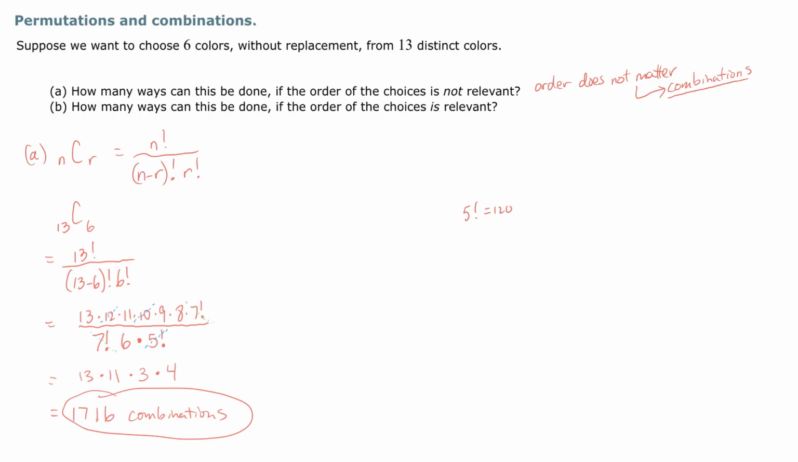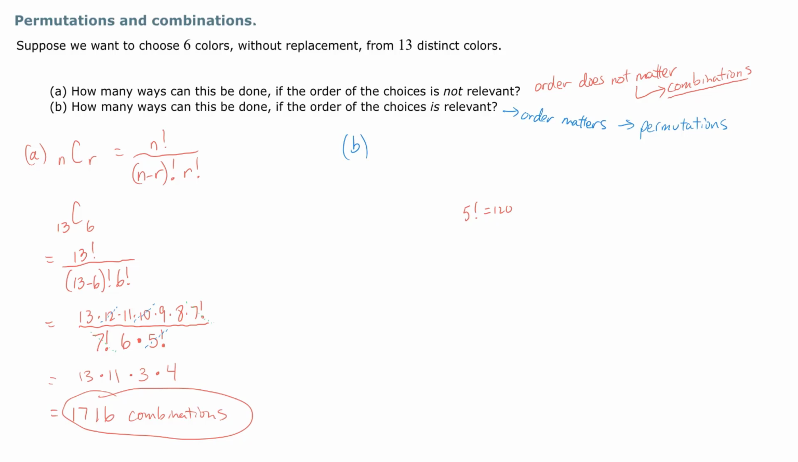How about part B? Part B says the order of the choices is relevant. So if you pick red first, you mean, oh, the color red must be first, right? And then if you pick red second, that is actually a different ordering. So here we say order does matter, or order matters, and then you want to think of permutations. Permutations include all the orders. So it includes possibilities and the ordering of those possibilities.